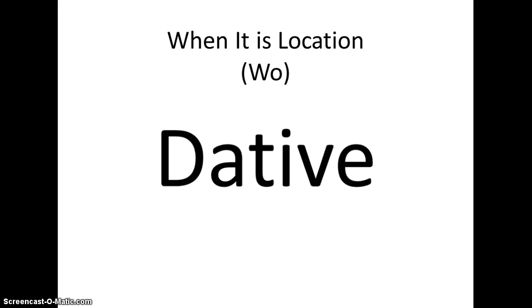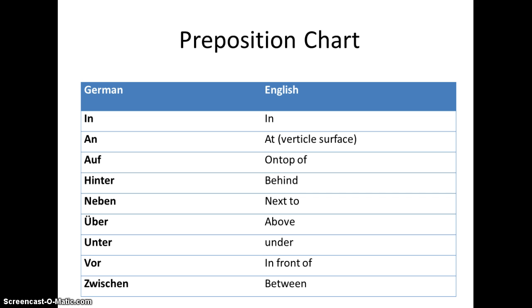When it is location, or wo, you use dative. The dative isn't movement because it's where the things already are. It's dative.